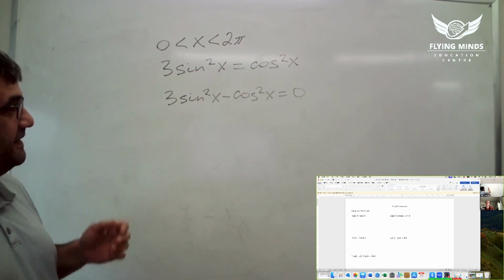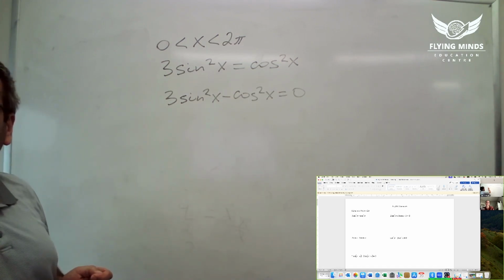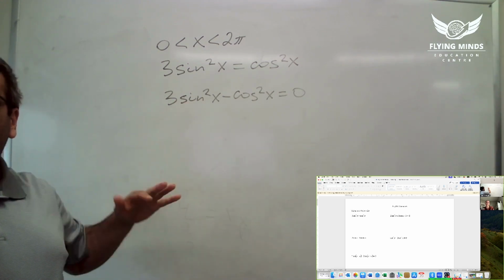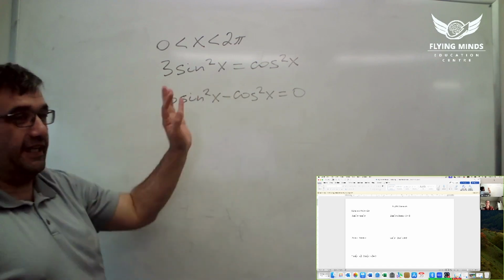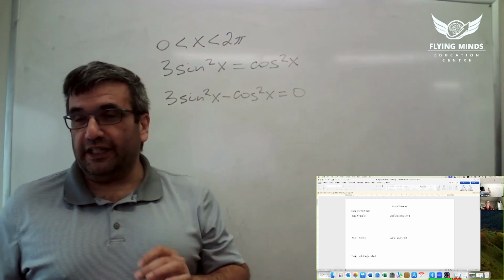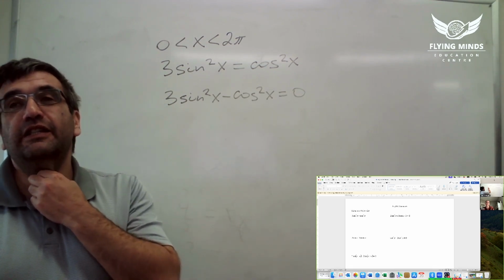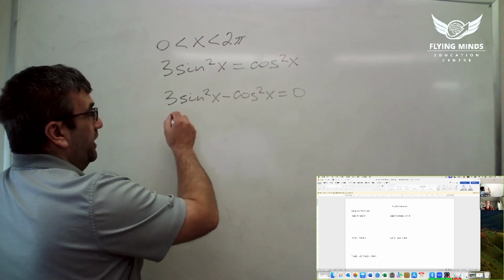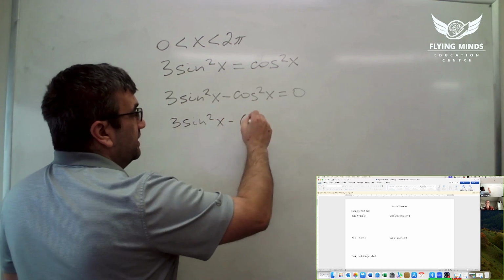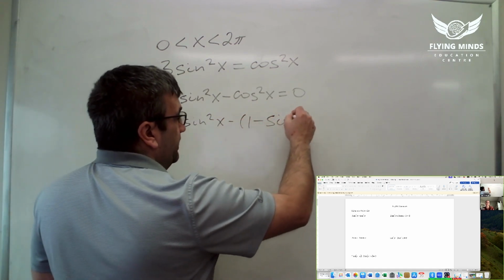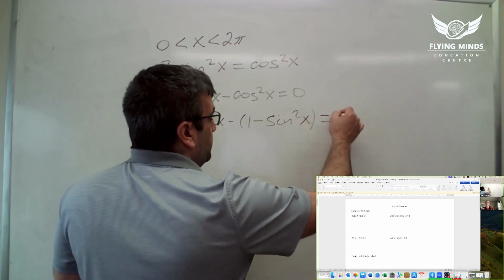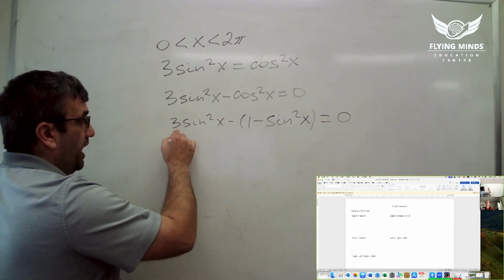Cos 2a equals cos squared a minus sine squared a. But it's not cos 2a, it's squared, right? We have squares here, right? So we can try to make it look like a quadratic equation. So what is cosine squared? It's 1 minus sine squared, right? Equals to 0.